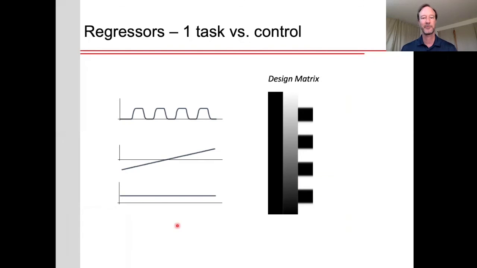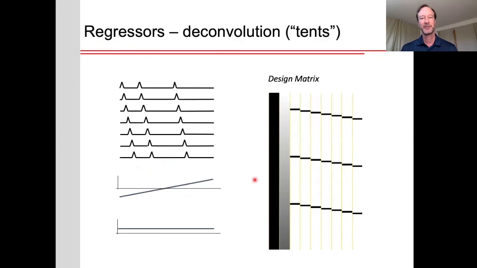So as you recall from before, if we have a fixed hemodynamic response function shape, we convolve that with our task timing. This is what the design matrix would look like. In the case of deconvolution, or with these tent functions, our design matrix would include more columns, one for each of these tents that we're trying to estimate.